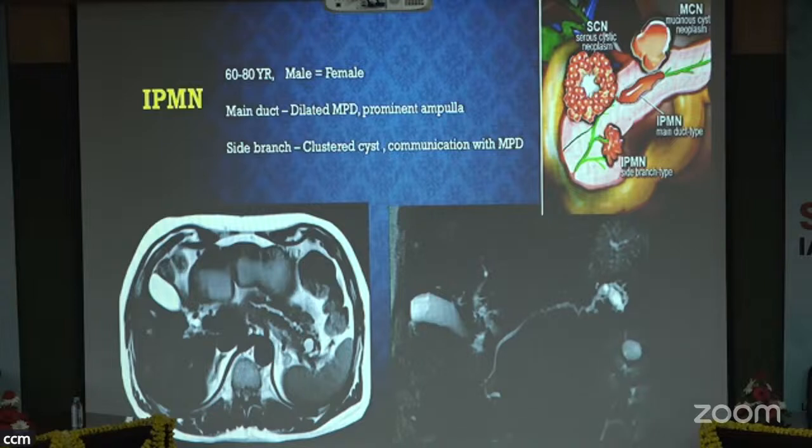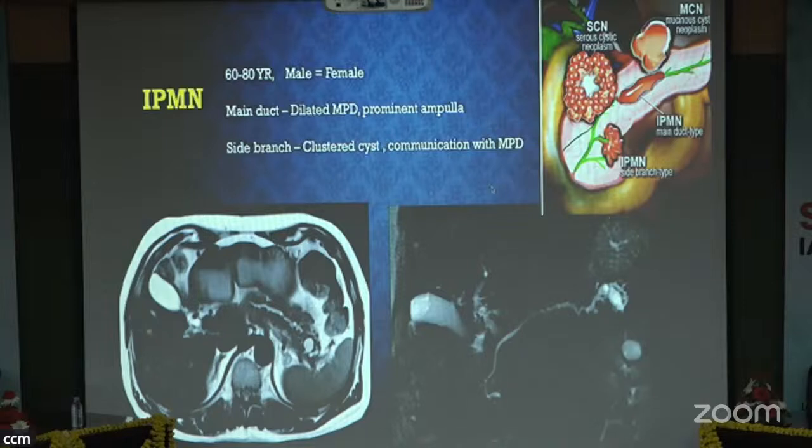But in side branch IPMN, you can have a clustered or bunch of grape kind of cystic appearance. Like in this case, we have a clustered cystic appearance in the tail of the pancreas, and on MRCP images, we can see the communication with the MPD, and also you can see the MPD is more dilated in the tail region. So this is due to the secretory nature of these tumors. They tend to produce a lot of mucin, and they cause dilatation of the ducts. So this is how they look.